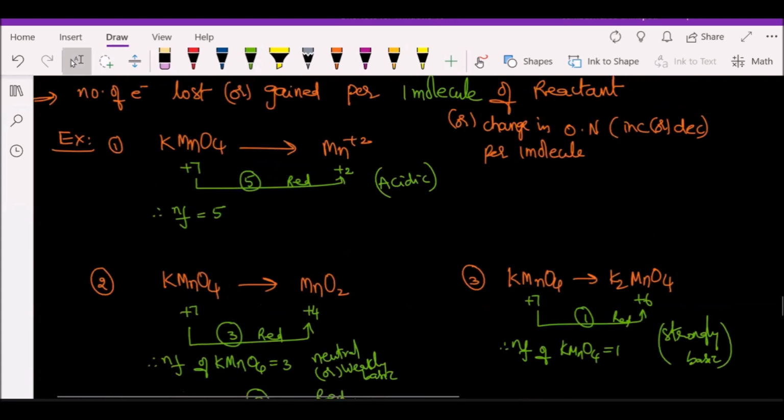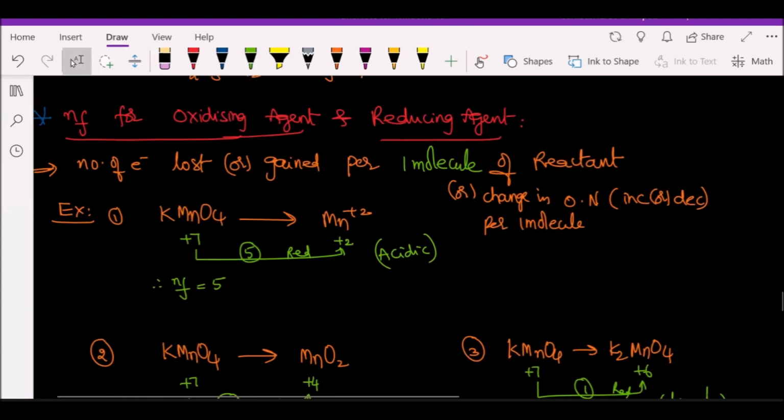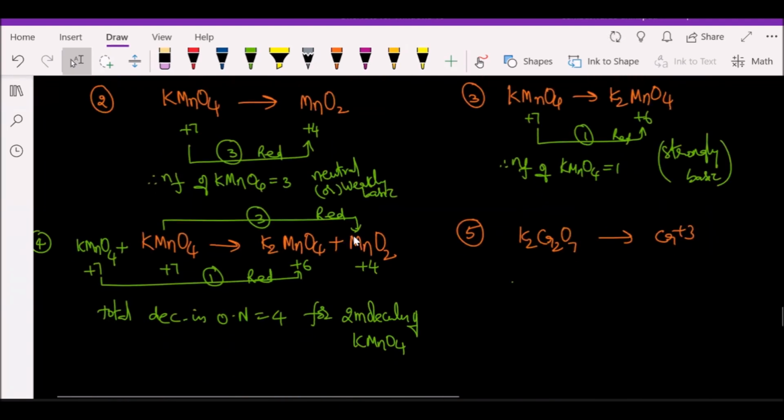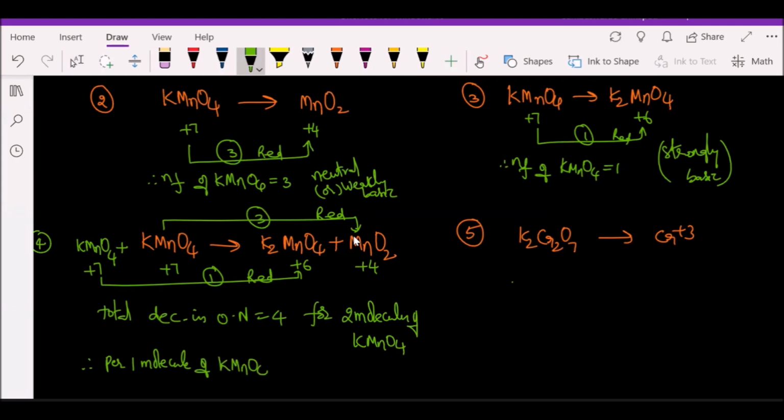But what do we define as n factor? See the definition. Whether 1 molecule or 2 molecules, it is per 1 molecule. Therefore, for 1 molecule of KMnO4, the change in oxidation number is 2. Therefore, the n factor is 2. So example 4, the answer is 2 per molecule of reactant.